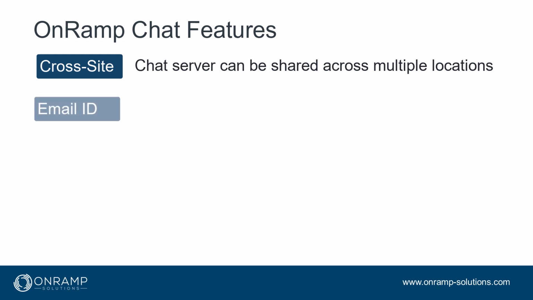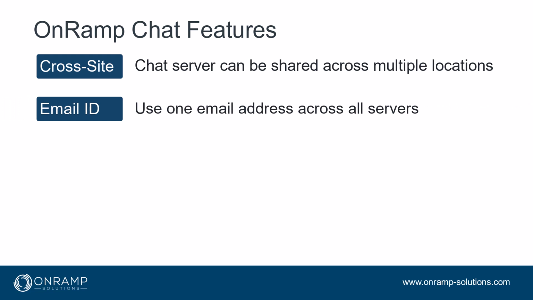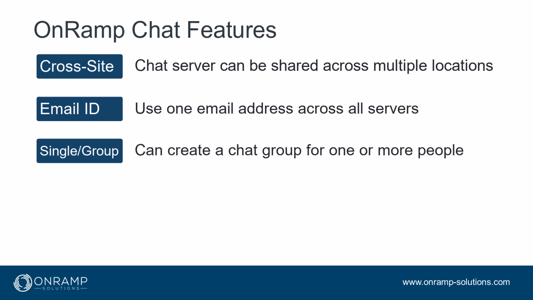OnRamp Chat uses email address as an identifier, either your internal or personal email address, instead of your username. This is because you may be using a different username on different environments. Like most other chat programs, OnRamp Chat allows you to chat with just one person or create a group.